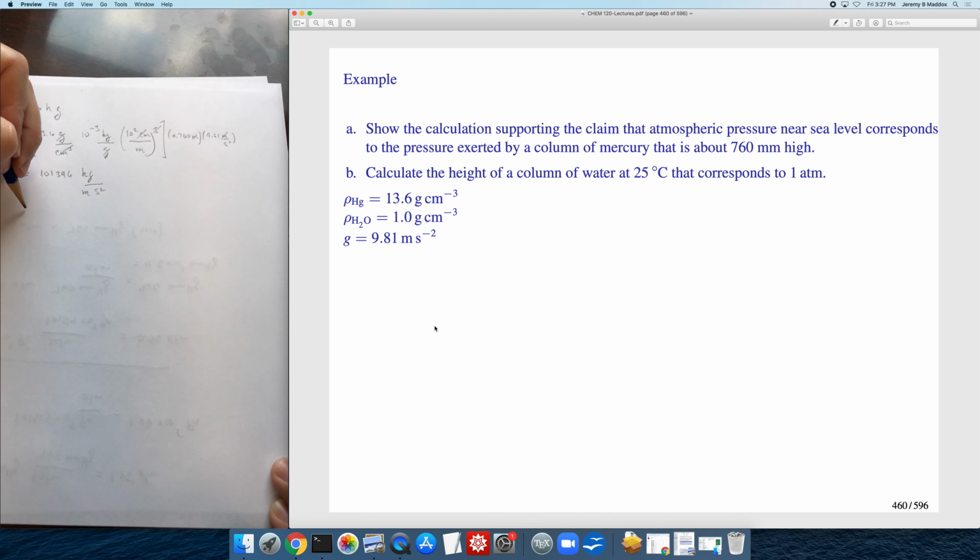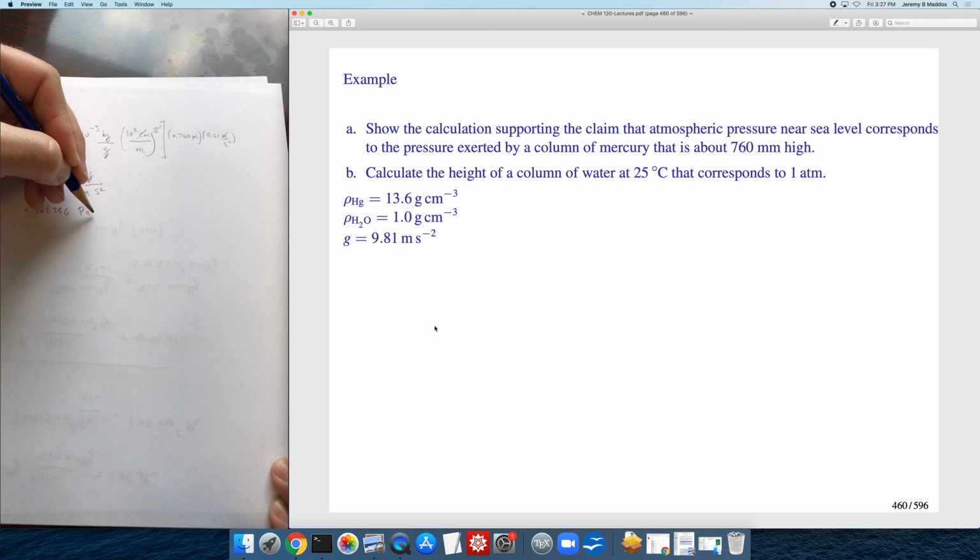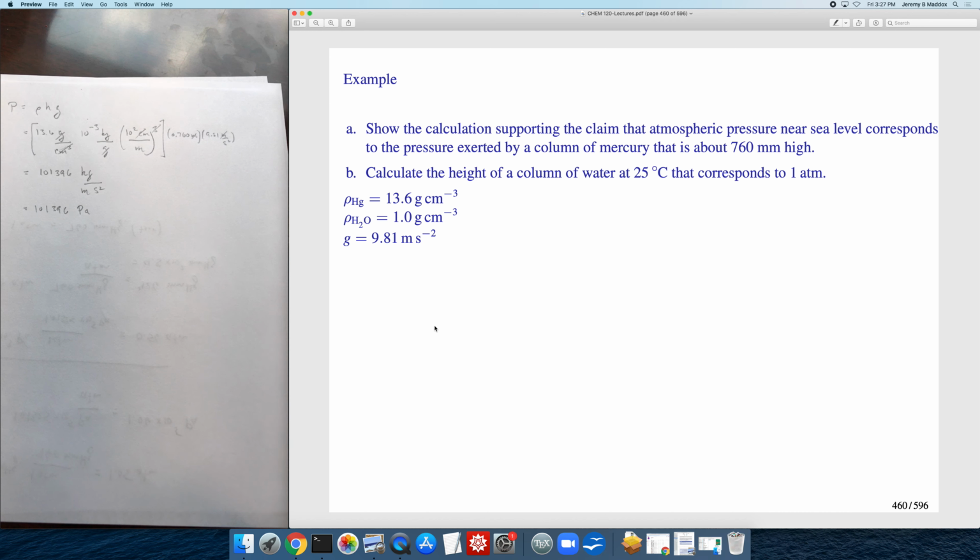So this is 101,396 pascals, which is pretty close to the 101,325 pascals that we looked at on the first or second slide. Okay, so a column of mercury that is 760 millimeters high corresponds to 101,396 pascals.